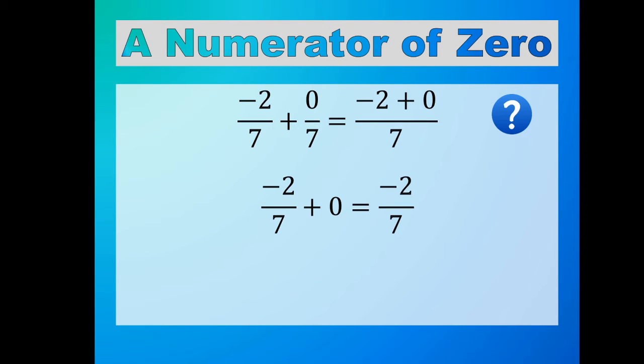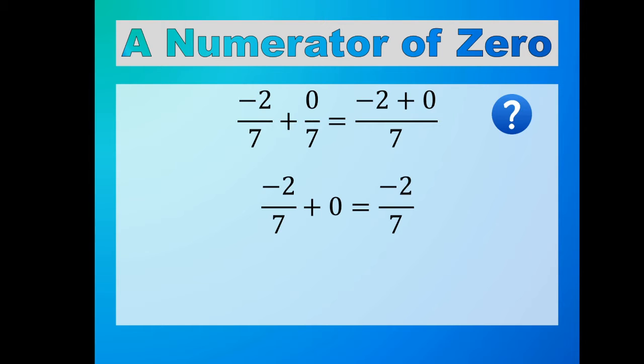First of all, I'm going to exchange the 0 sevenths for 0. How do I know that 0 sevenths is equal to 0? Well, I know that 0 divided by 7 is equal to 0. In a future set of videos, I plan to explain the why behind some rules involving 0. When I create that future set of videos, I plan to link it in the description of this video.